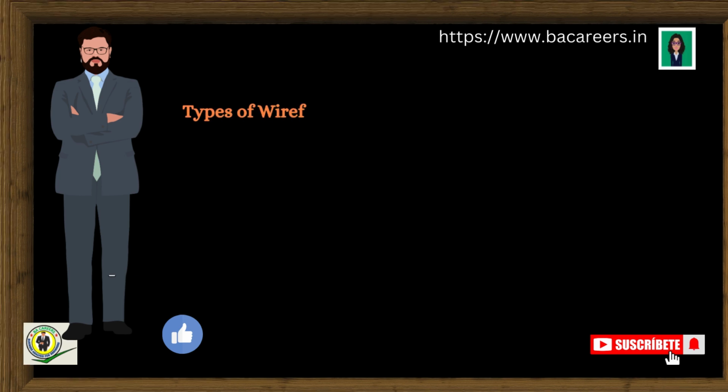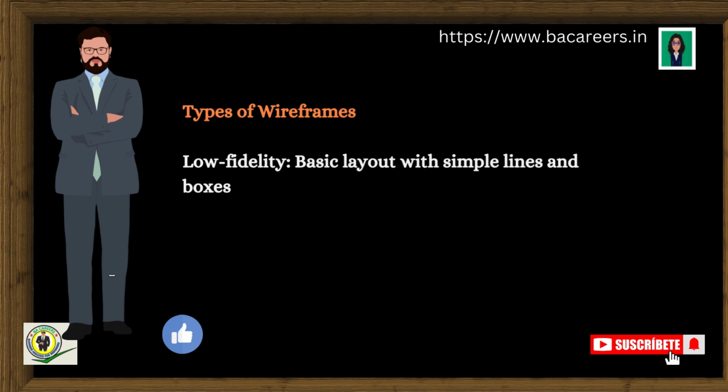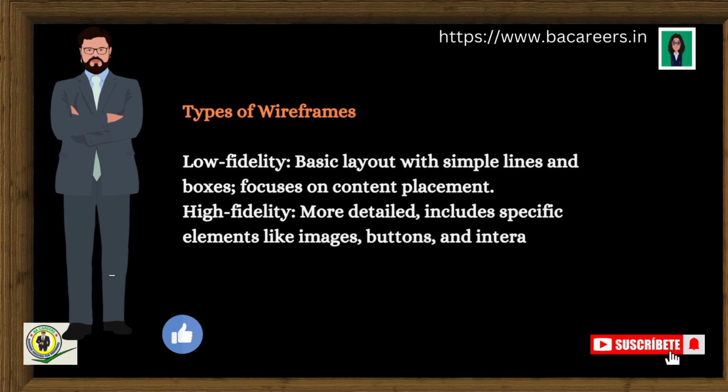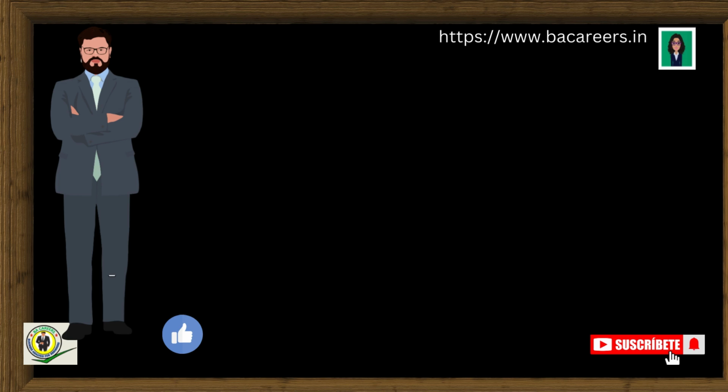Types of wireframes: low fidelity, basic layout with simple lines and boxes, focuses on content placement. High fidelity, more detailed, includes specific elements like images, buttons, and interactions.